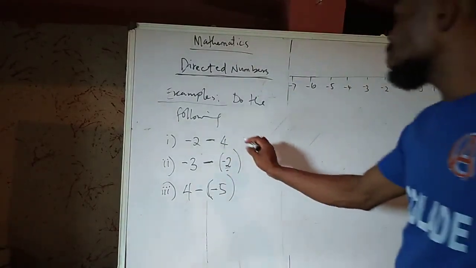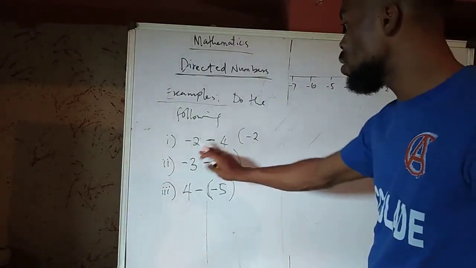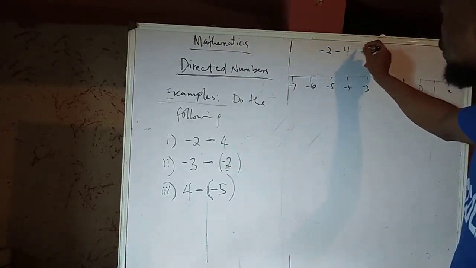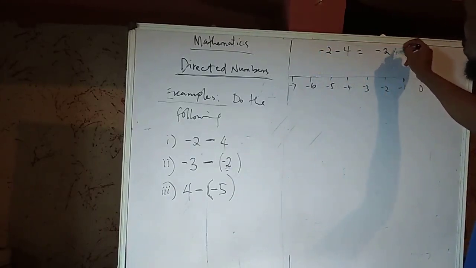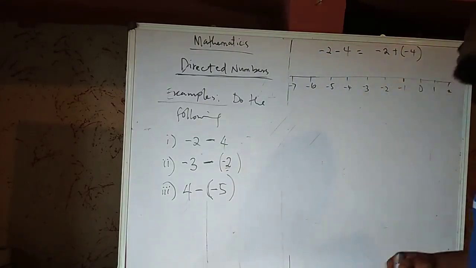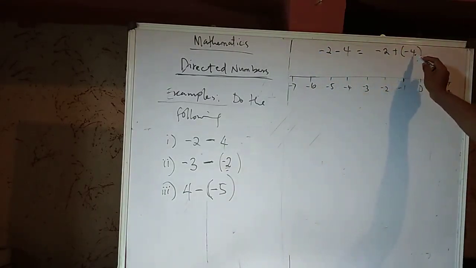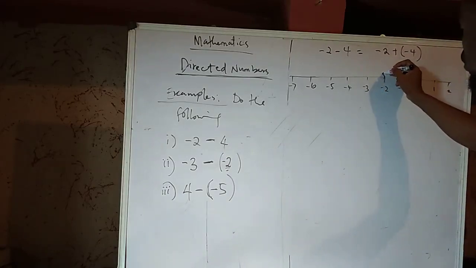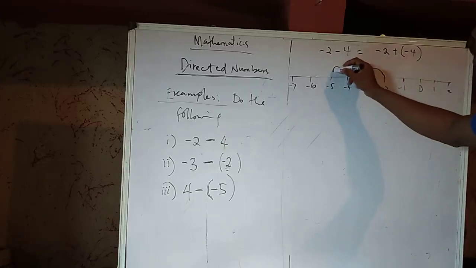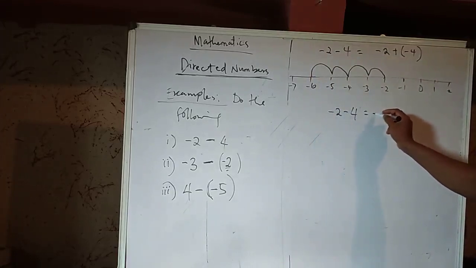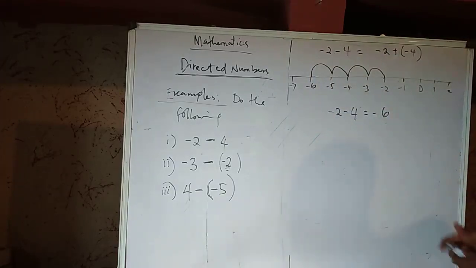subtracting, but you see this whole expression, look at it here, minus 2 minus 4, can also be written as minus 2 plus minus 4. It can also be written in that format. So that means you are going to be adding minus 4 to minus 2. So we're going to move 1, 2, 3, 4, and that simply means that minus 2 minus 4 equals minus 6. Alright, so it's very clear here. That's how you do it.